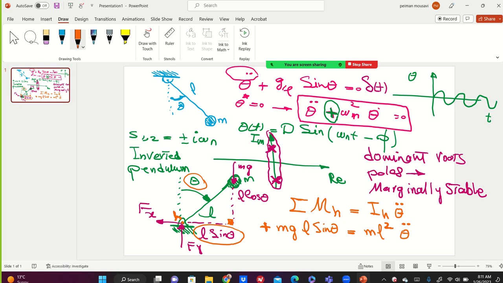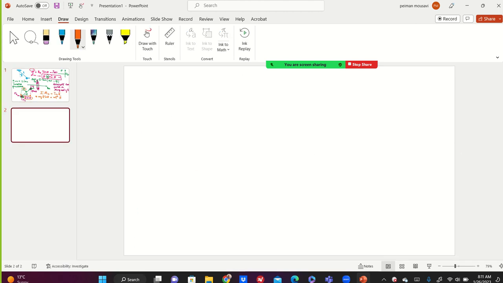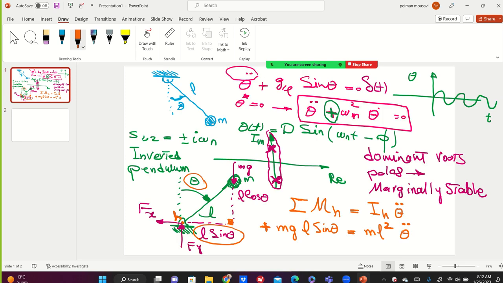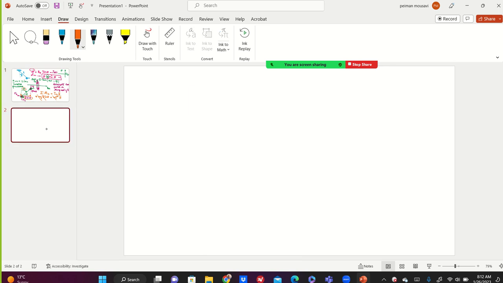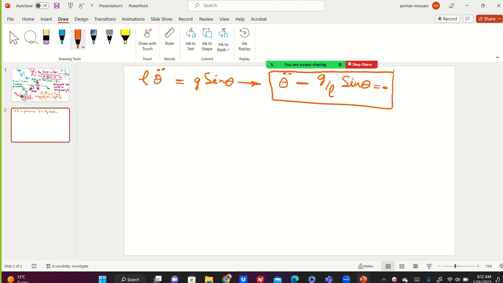Okay. So, having that, let me stick here. I'm gonna remove this m with this m, this L with one of these, and what you're gonna have is L theta double dot equals g sine theta. Or if you move and divide both sides by L, it's gonna be theta double dot minus g over L sine theta is 0. And here we go. This is your nonlinear differential equation for the inverted pendulum.